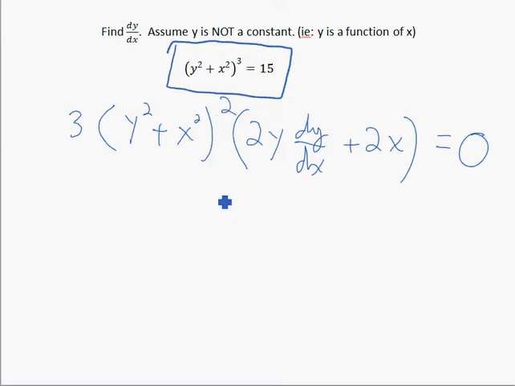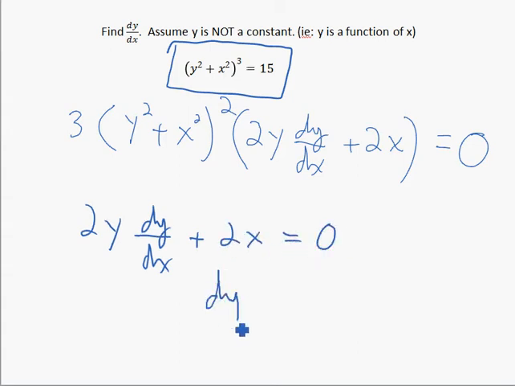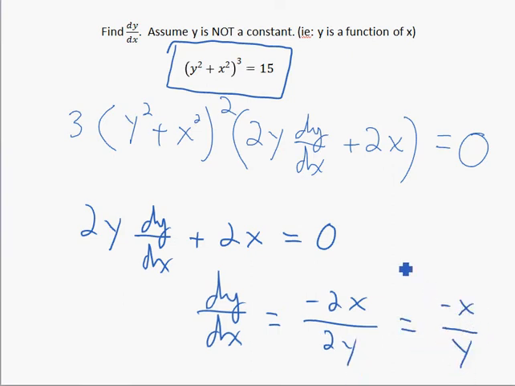So really, for this equation to be true, 2y dy/dx plus 2x has to be 0, which means dy/dx has to equal negative 2x over 2y, but that's just negative x over y. Okay? So this is our answer here.